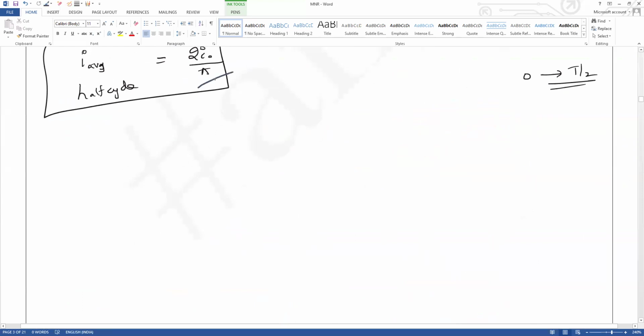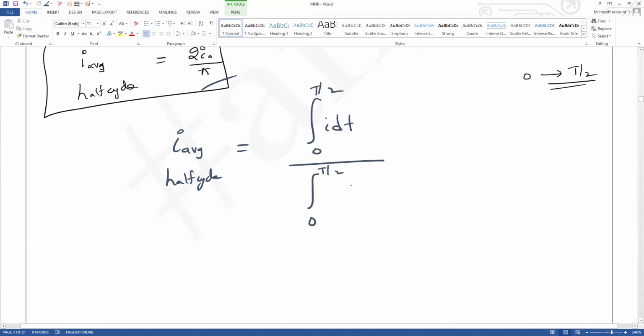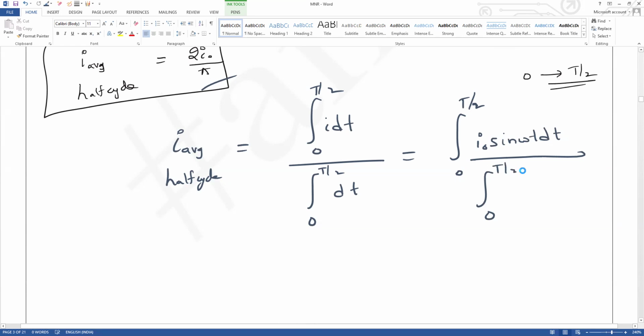So if it is half cycle, in this condition, it is 2 I naught by pi. So what is I average for half cycle? What is the formula? Integral of I dt from 0 to T by 2, divided by integral from 0 to T by 2 of dt. Yes or no, guys? Here, I means I naught sin omega t dt, divided by integral 0 to T by 2 of dt.